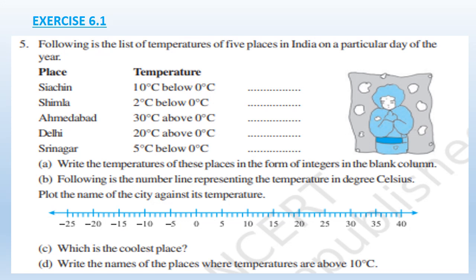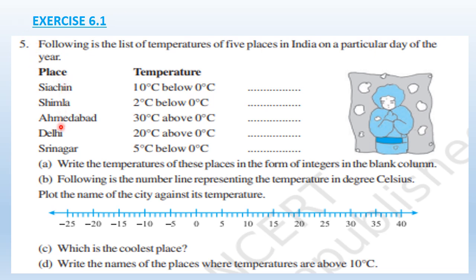In the previous part we discussed exercise 6.1, questions number 1, 2, 3 and 4, and today we'll start with question number 5. Following is the list of temperatures of 5 places in India on a particular day of the year. Here in this question, a list of temperatures from 5 different places in India on a particular day of the year is given to us.